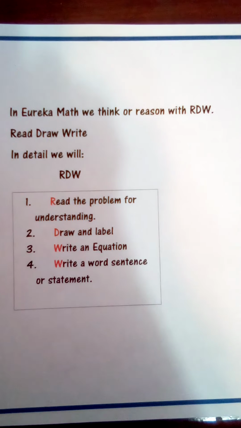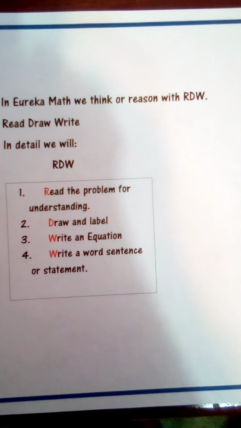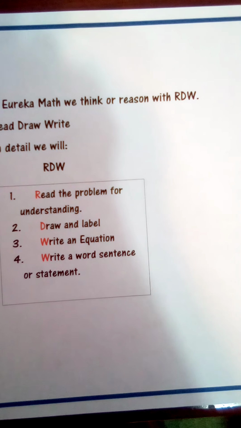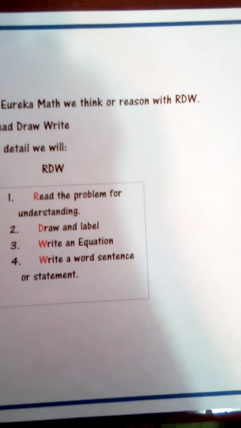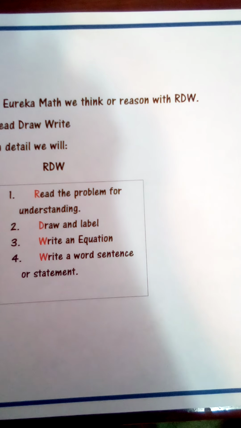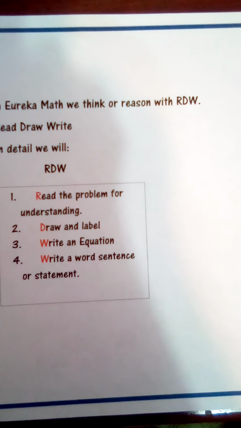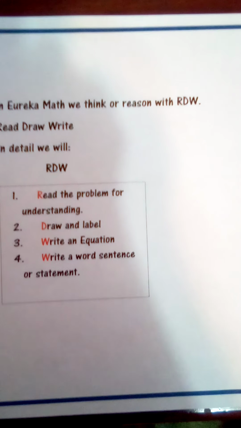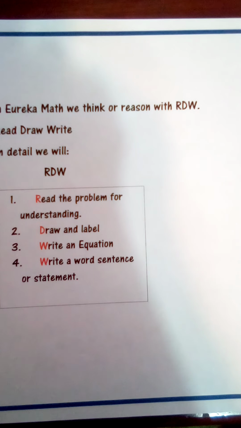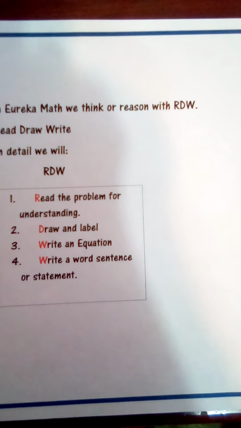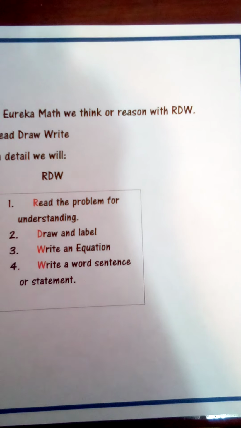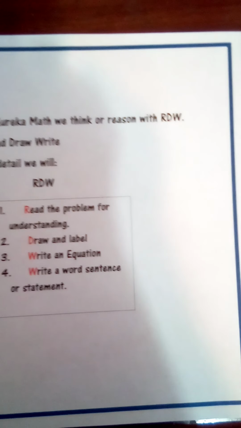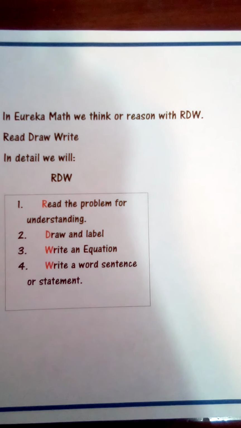In Eureka Math, we think or reason with RDW: Read, draw, and write. So as you can see, the steps I have here for RDW. Number 1, read the problem for understanding so that you know exactly what you are solving for. Number 2, draw and label. Here's where you'd use their tools such as a tape diagram to show what the problem looks like. Number 3, write an equation or math sentence describing the math work you would need to solve the problem. And number 4, write a word sentence or a statement that would conclude what the problem was asking for.